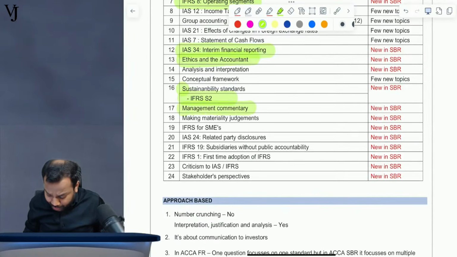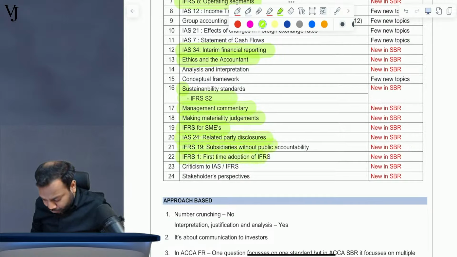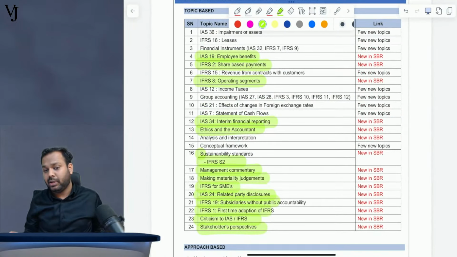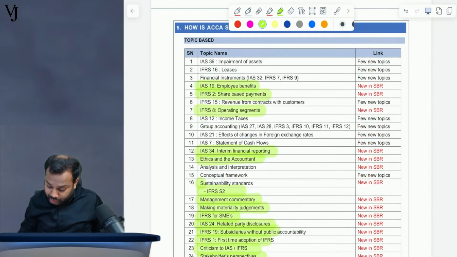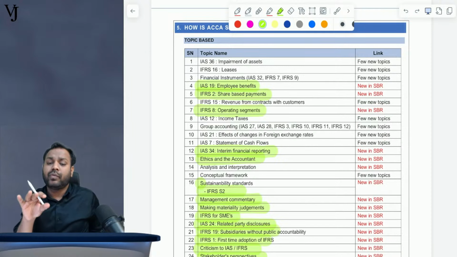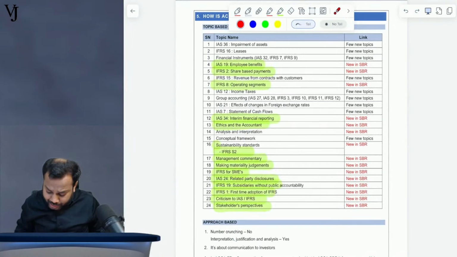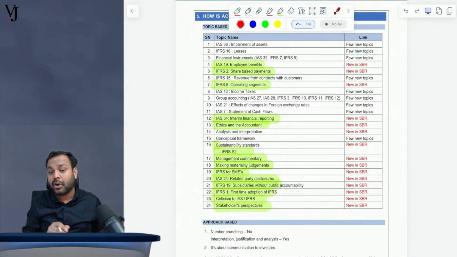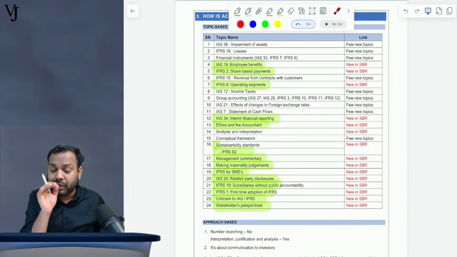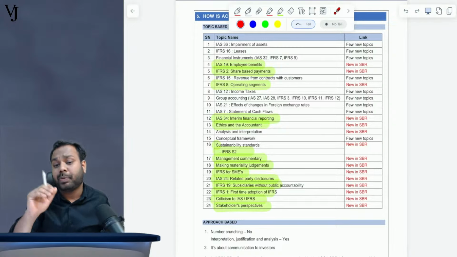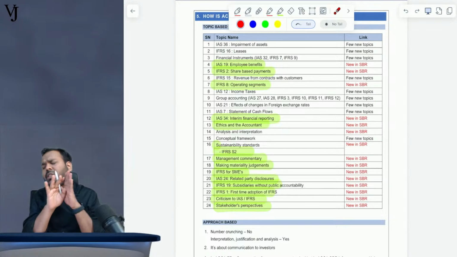Now, management commentary, making materiality judgments, IFRS for SMEs, IAS 24, IFRS 19, IFRS 1, criticisms, stakeholder perspective. All these highlighted are new in SBR, which you have not studied in FR. In the rest of these topics, there are some other new additional topics which you have to study in SBR. But understand, this is the difference between FR and SBR from a topic perspective. There is also a significant difference between FR and SBR from an approach perspective.